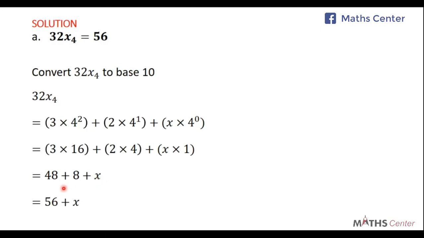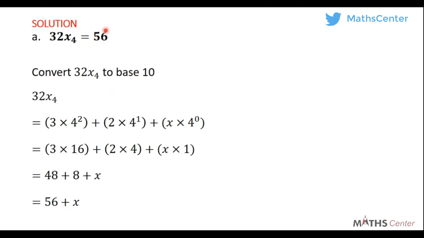From algebra, we know that 48 plus 8 plus x will give us 56 plus x, since 48 plus 8 gives us 56, then plus x. These are not like terms, so we have to leave them like this. If you watch the video on algebra, you know why this must be left like this. So we now have 32x base 4 in base 10 as 56 plus x.